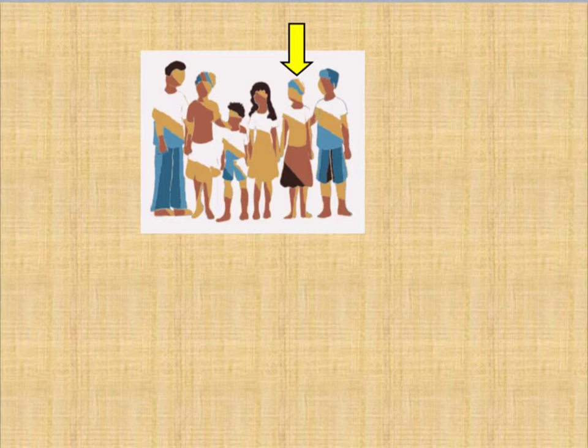Nan nin kazoku desu ka? 1, 2, 3, 4, 5, 6. So we need the number 6, roku nin desu.